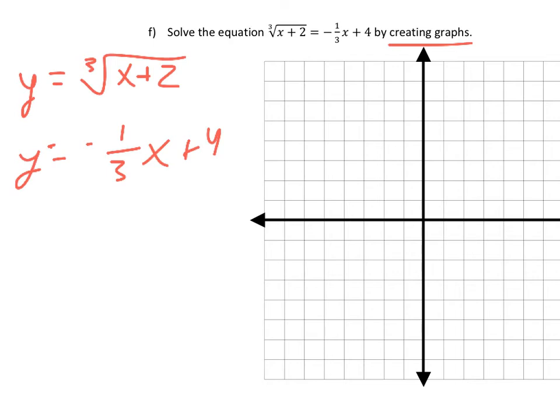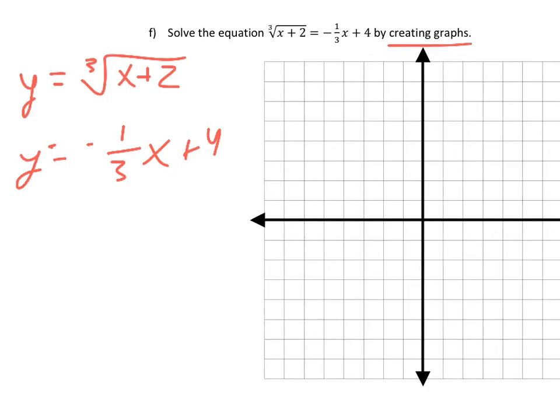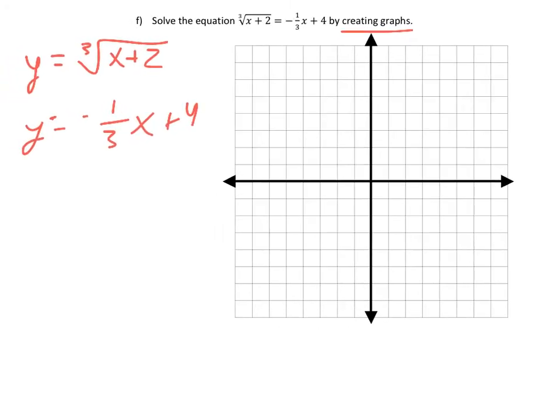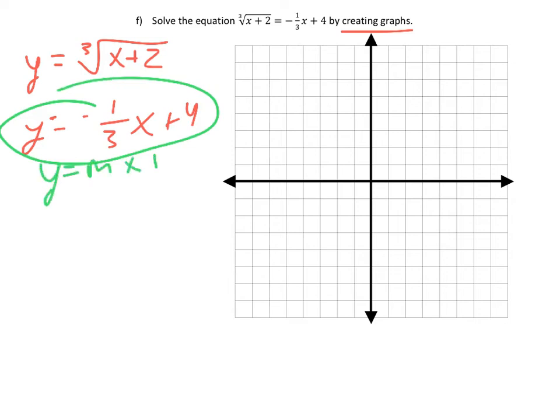So what we really want to do is graph these two things independently. First, I'm just going to graph the one that I'm more familiar with, that hopefully you remember how to do, the linear function. This one here is the linear function, because there's no square or cubed root. So this is in the form y equals mx plus b, where we begin with the b and we move with the slope. So we're going to begin at +4 on the y-axis, the y-intercept. And now because we have a negative slope, we're going to go down 1 and over 3.